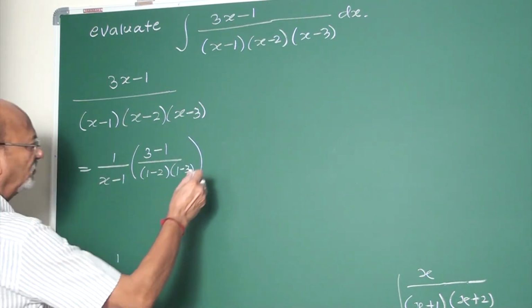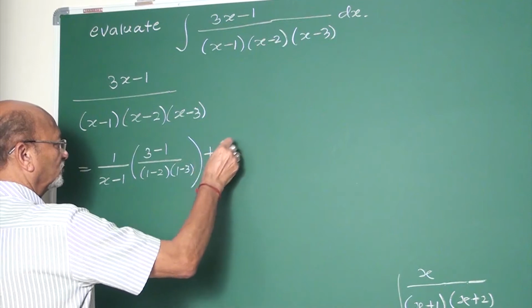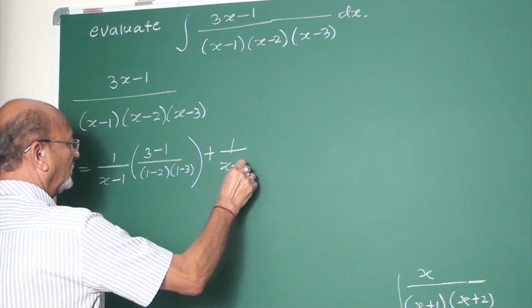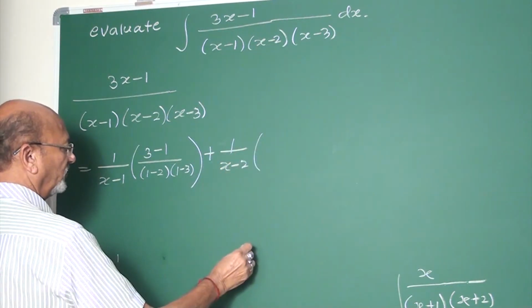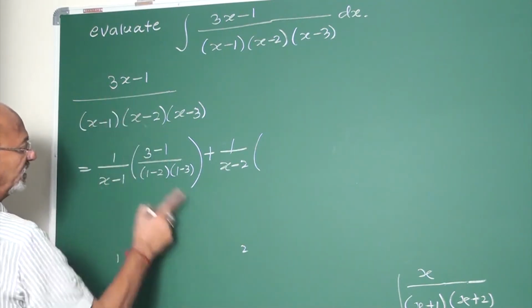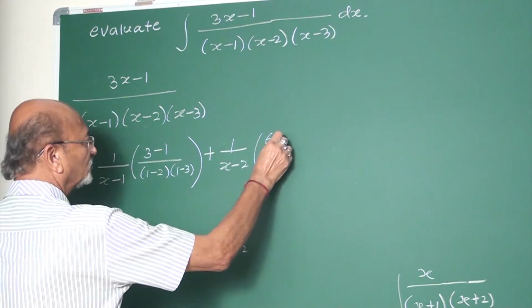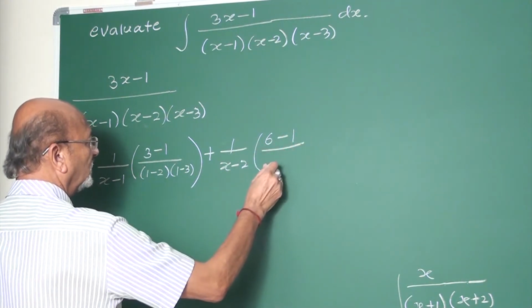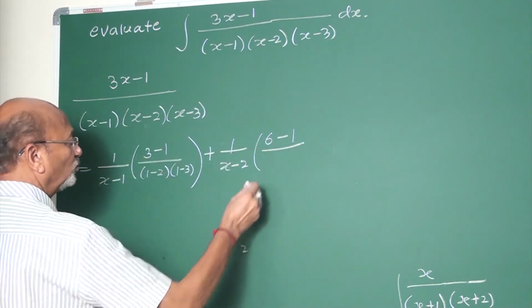Yes, right, the second factor: plus 1 upon x minus 2. What is the value of x? It makes 0: 2. Except the middle factor, numerator 3 into 2, 6 minus 1. Denominator, except this, it is 2 minus 1.